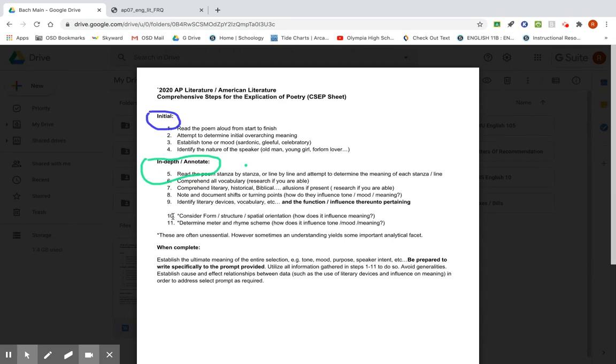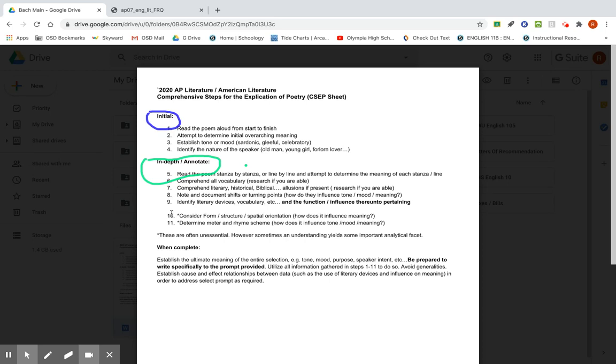other considerations here that sometimes play out in a meaningful way and sometimes they don't. And that is, we're going to consider the form, the structure, the spatial orientation of the poem. And we're going to look at meter and rhyme scheme and see if it influences anything. And oftentimes, to be honest with you, it doesn't. And that's why we don't really get too hung up on meter and rhyme scheme, even though it is relatively tangible. A lot of times it's just not very important.